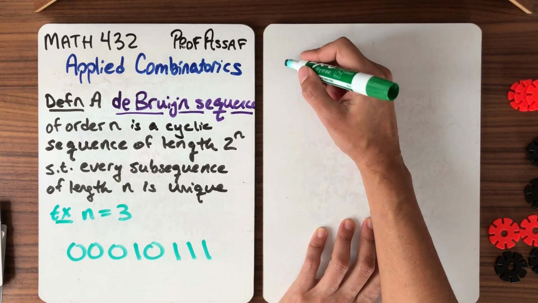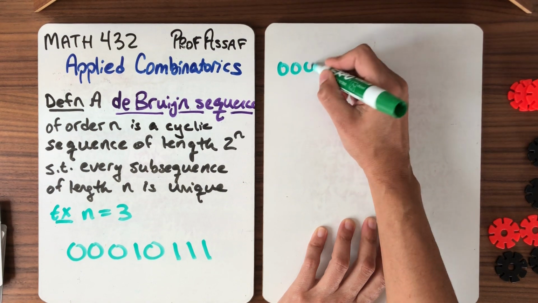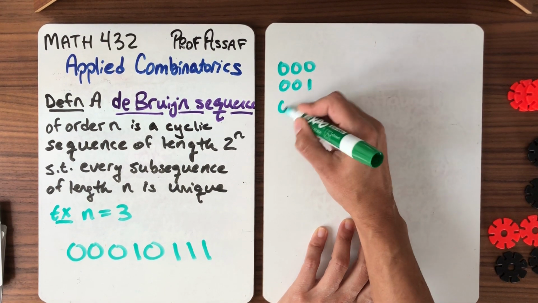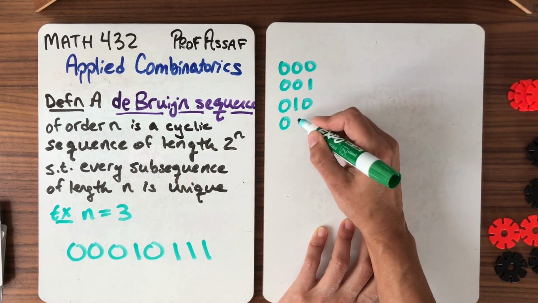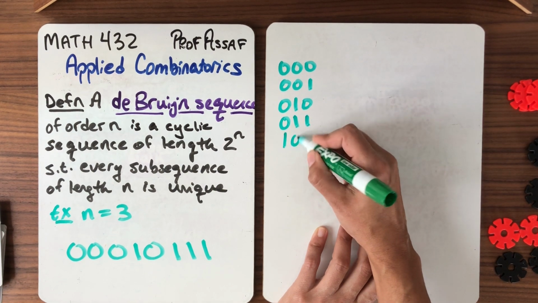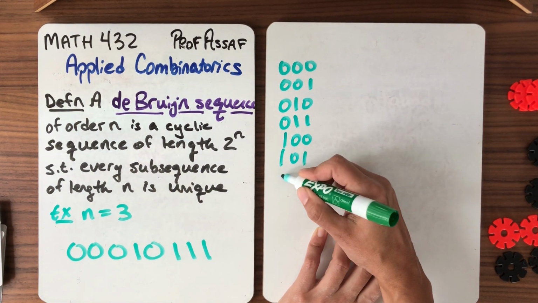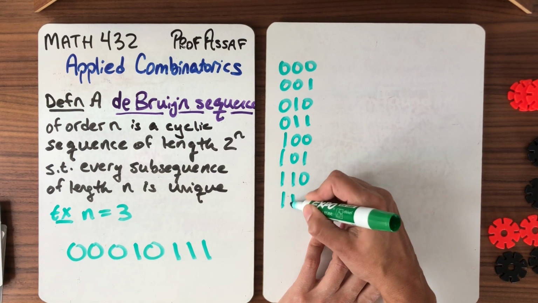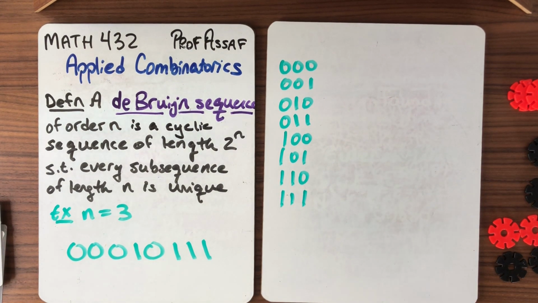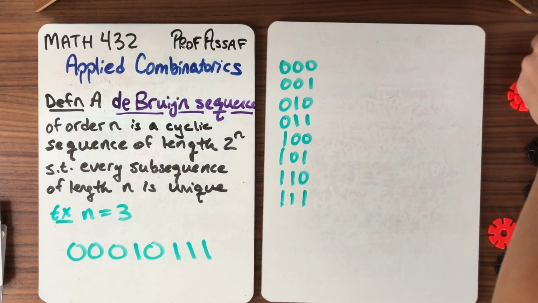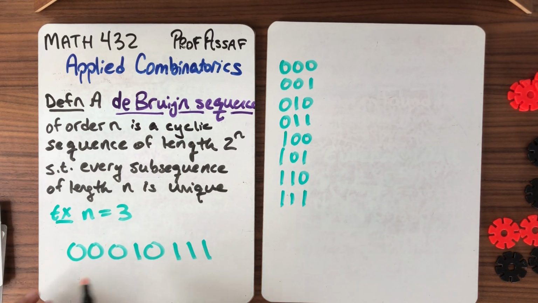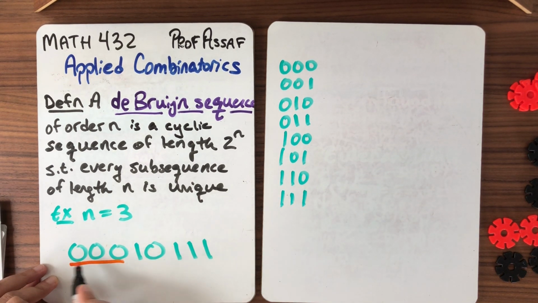What are the subsequences of length n? Well, we have 0, 0, 0, 0, 0, 1, 0, 1, 0, 0, 1, 1, 1, 0, 0, 0, 1, 1, 1, 0, and 1, 1, 1. So what I need to do is for each of these sequences, I need to make sure that it shows up exactly once. Well, here's 0, 0, 0.